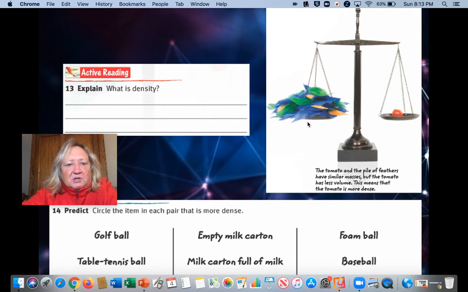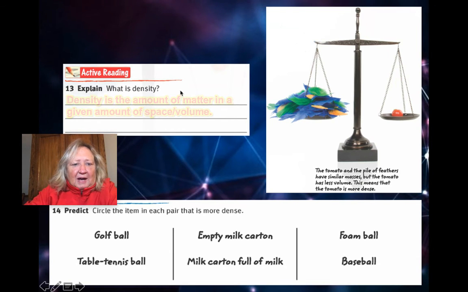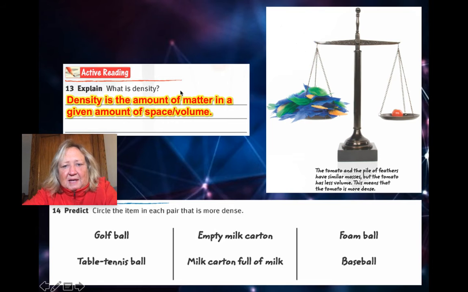So if you ask yourself, what is density? Maybe jot something down here for a second. Stop the video if you have to. All right. Density is the amount of matter in a given amount of space. Or you could say the amount of matter in a given volume.